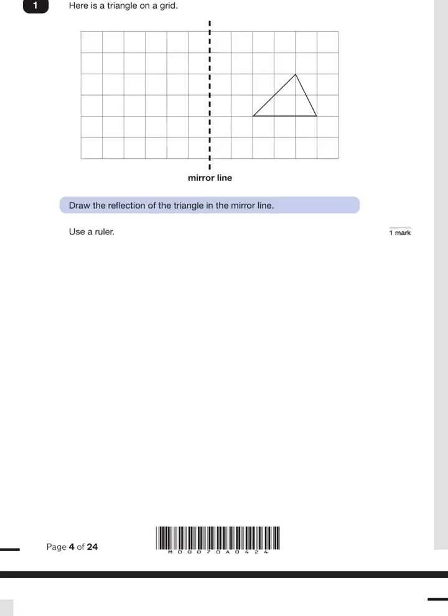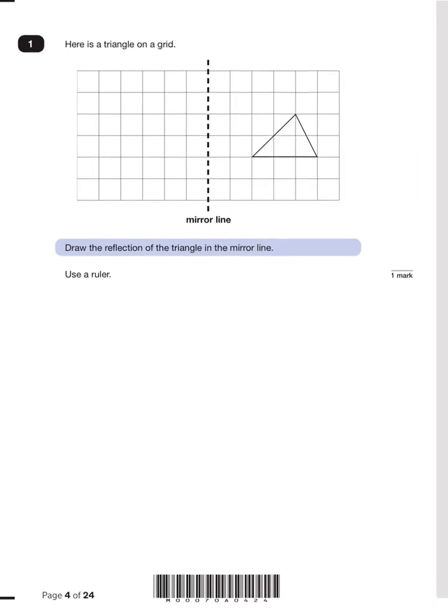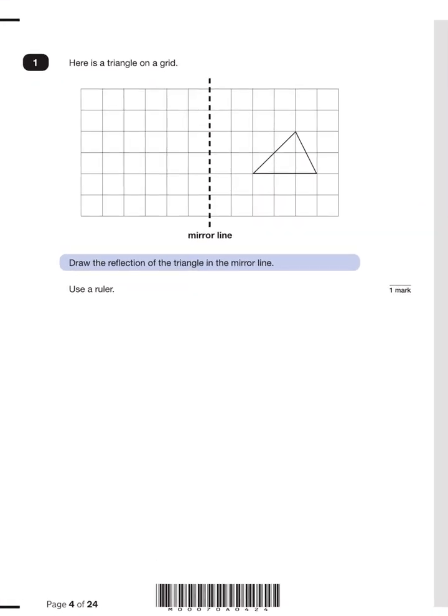Number 1. Here's a triangle on a grid. Draw the reflection of the triangle in the mirror line. So we've got a point here, and that's 2 away from the mirror line, so we're going to go 2 away here, mark that point. The second one is 3 away from the first, so we're going to go 1, 2, 3, mark that point. The third point is 1 left and 2 up from the second, so we're going to go 1 right and then 2 up, mark that point.